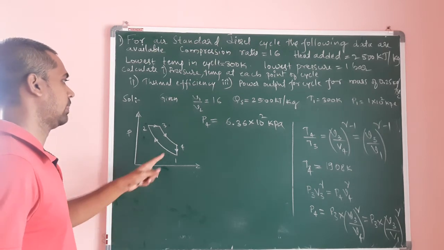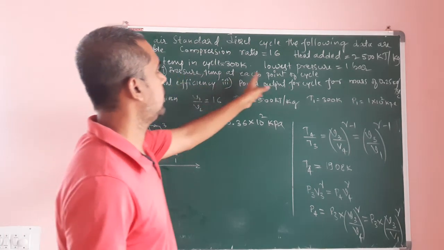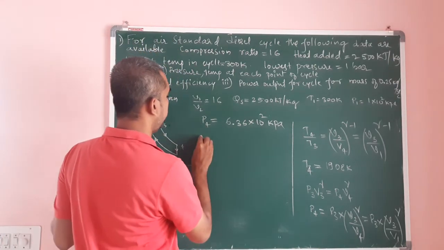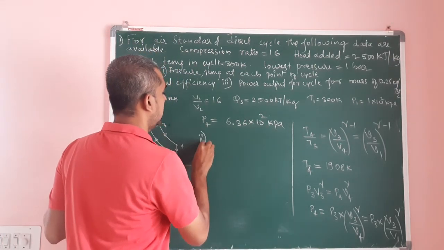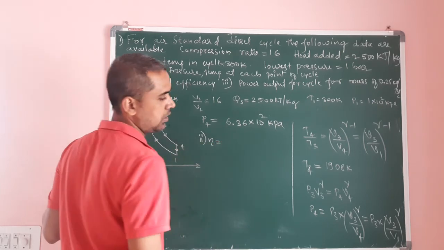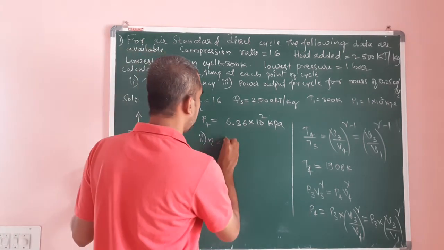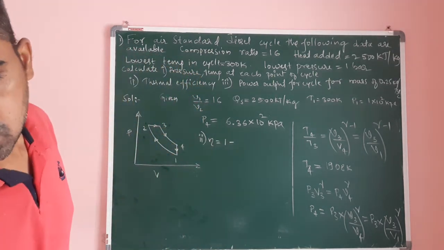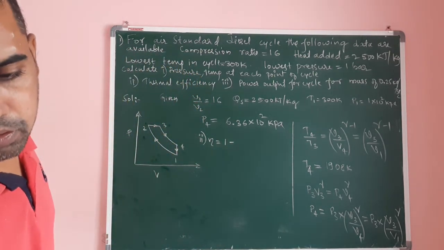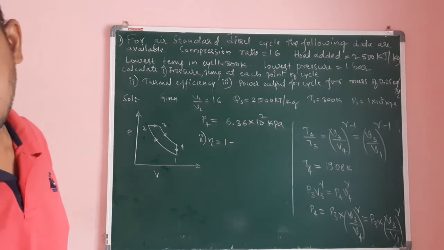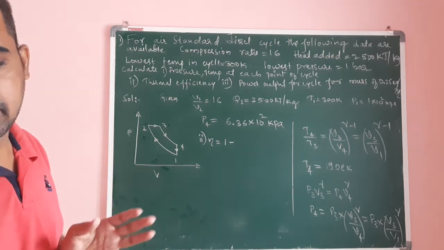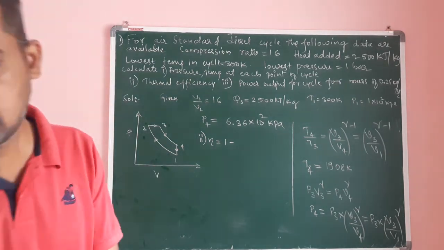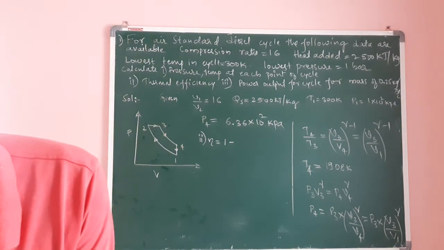Now, we have calculated pressure and temperature at all the points. Thermal efficiency second we will calculate. Thermal efficiency of a diesel cycle, we have derived this expression. You can refer to the previous lecture video. 1 minus 1 divided by RC. That is one way. Using that formula, you can calculate.